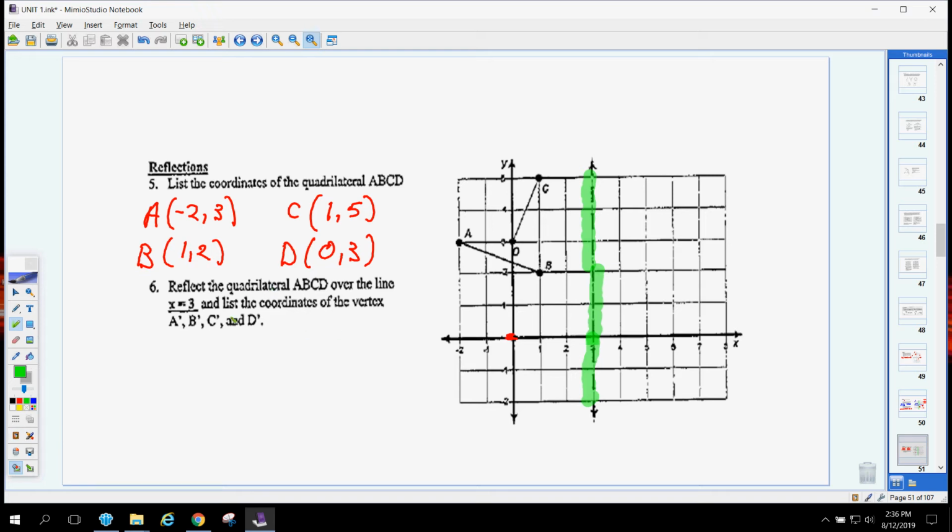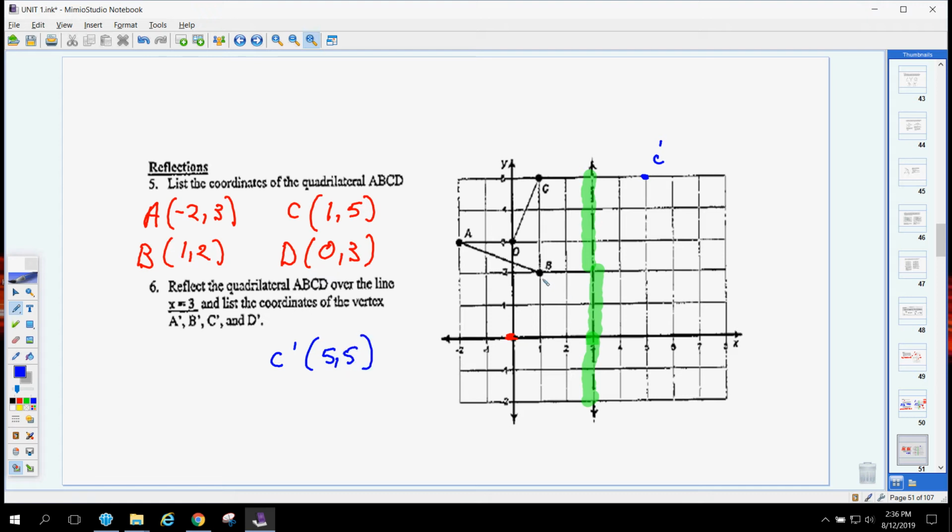So now if we reflect across that line, we're just going to count, again, to the line of symmetry and see what our primes would be. So for C, we're going 1, 2 spaces, and then 1, 2 spaces on the other side. So C prime will be here. And C prime is going to be 1, 2, 3, 4, 5, and up 1, 2, 3, 4, 5. So C prime is going to be at 5, 5.